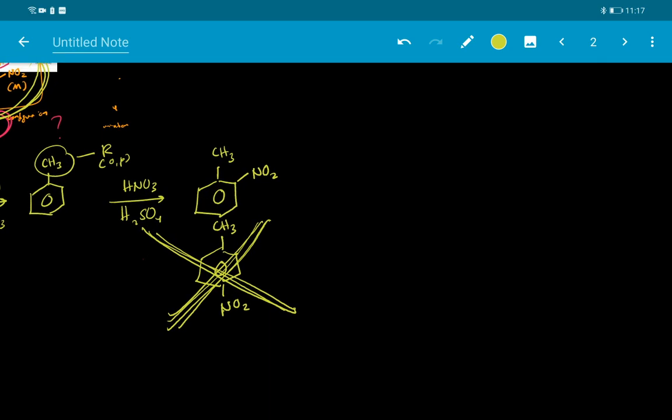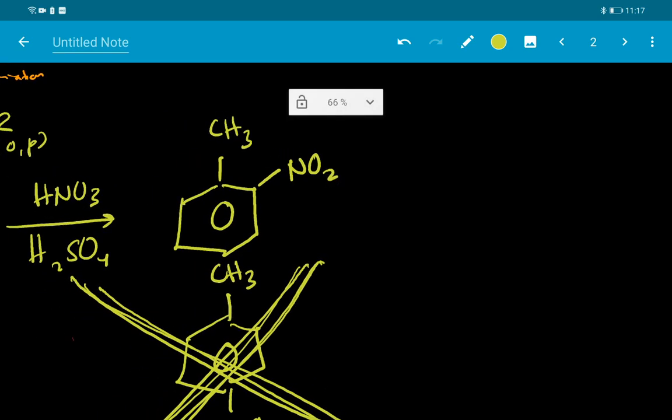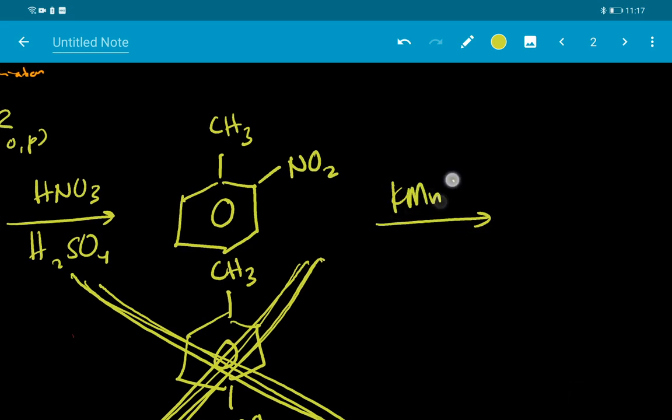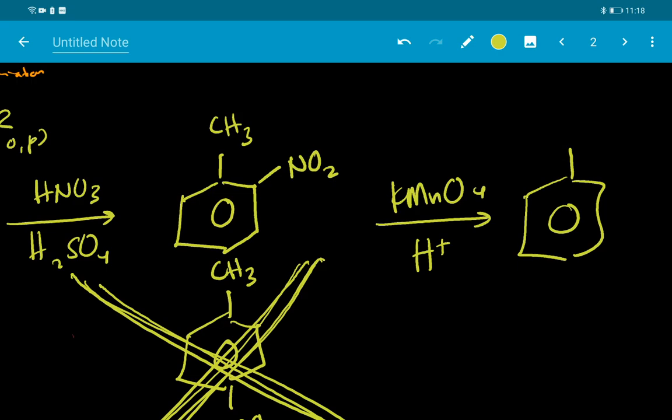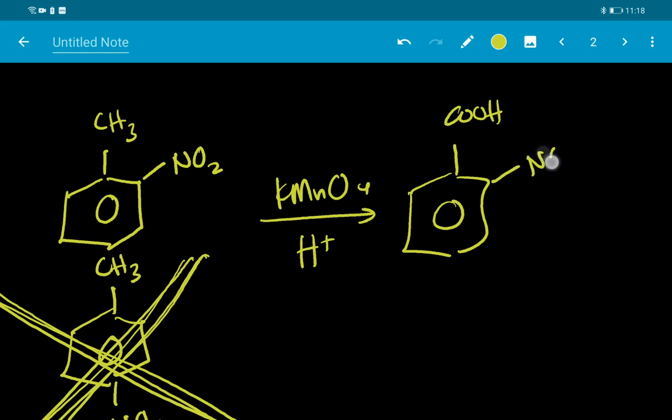The next step is we're going to convert the CH3 into COOH by using an oxidation reaction. Oxidation reaction is quite familiar to you guys. So we're going to use potassium permanganate in acidified medium as the strong oxidizing agent. What's going to happen is any carbon which is directly attached to this benzene ring will be converted into COOH, while the nitro will remain the same. Then we're going to get our desired structure.